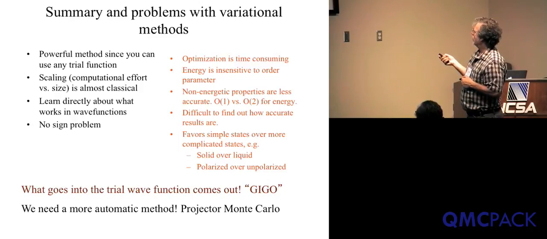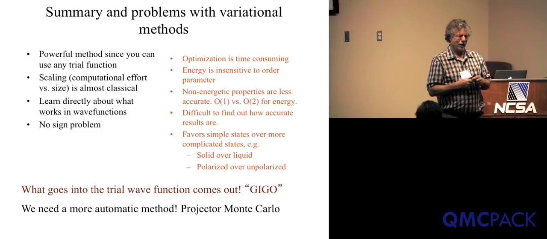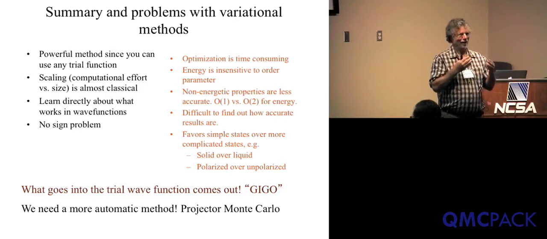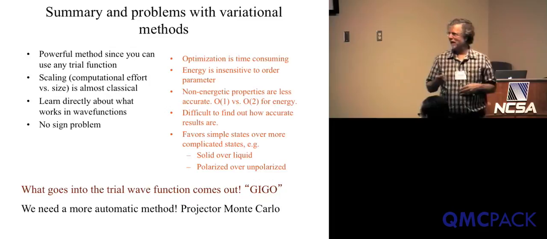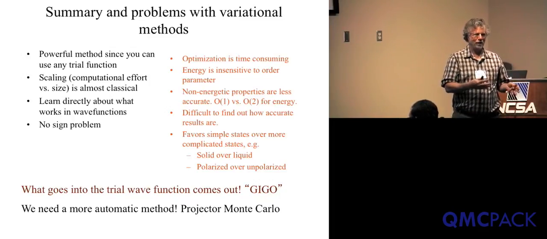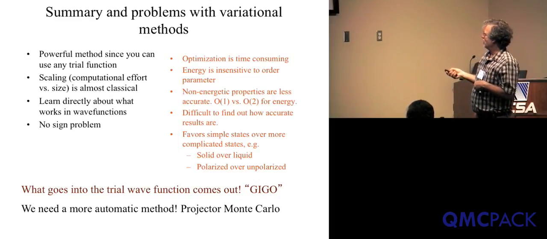Non-energetic properties are less accurate, like the scattering function is less accurate than the energy. And mainly, the problem is there's a famous acronym in computer science called GIGO, garbage in, garbage out, right? You're going to get a variational answer, but if it's not the right form of the wave function, you don't know it, right? You just get an answer with an error bar. What goes into the trial wave function comes out.